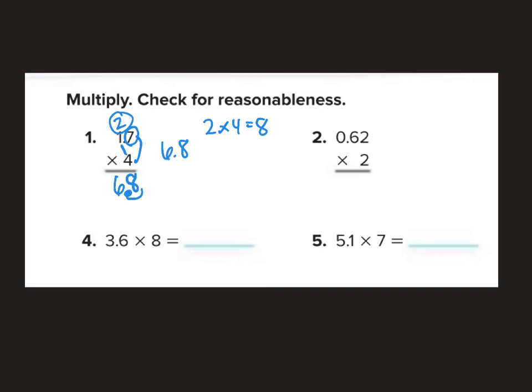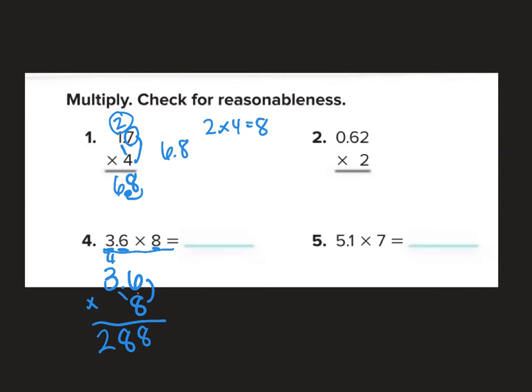I wanted to do one like this so I can show you how to set it up. So we notice this 3 and 6/10 has 2 digits, 8 has 1. So we want to put the least amount of digits on the bottom. So I should do 3 and 6/10 times 8. 6 times 8 is 48. 8 times 3 is 24, plus 4 more is 28. So that's normal multiplication. I did nothing different.